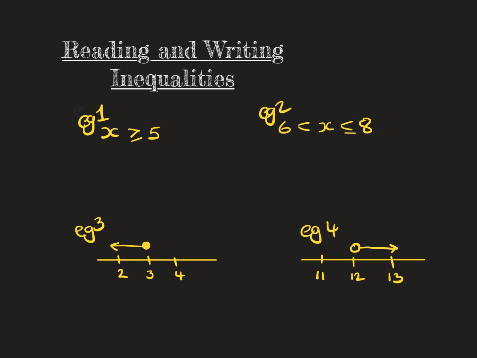So we're going to take a look at reading and writing inequalities. There's a few things you need to know before you start this, and that's your 4 inequality symbols. So the first one we have is this one here, which means greater than or more than. Then you have one which looks very similar but with a little line underneath, and it means greater than or equal to. So it can be greater than, more than, but also equal to.